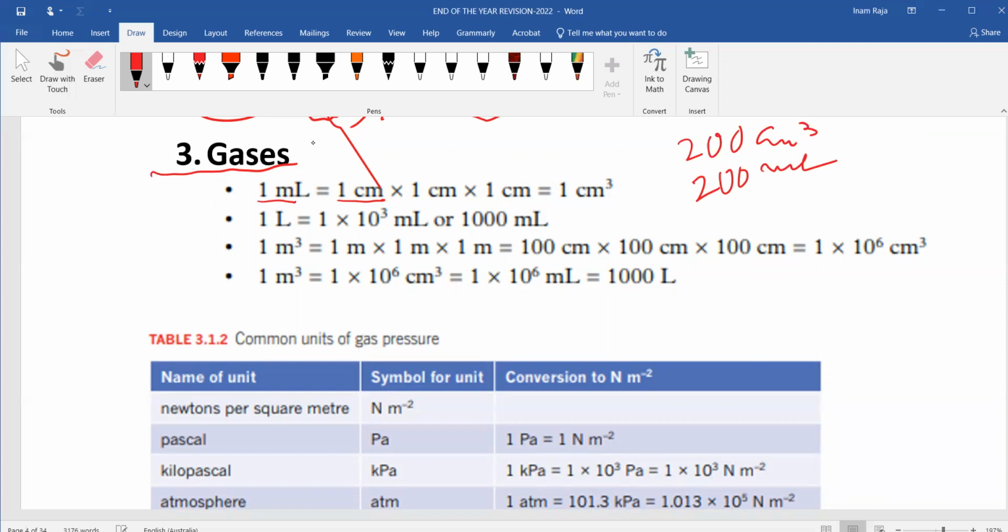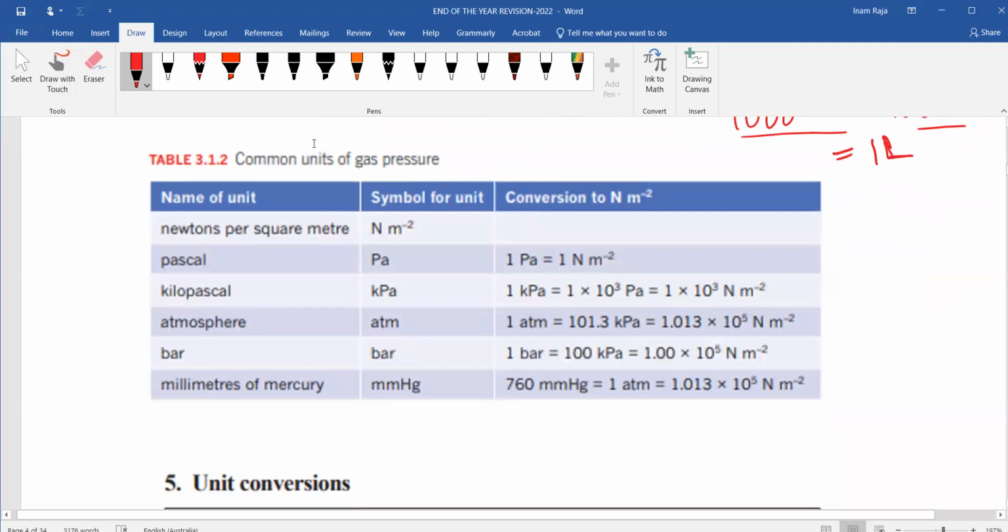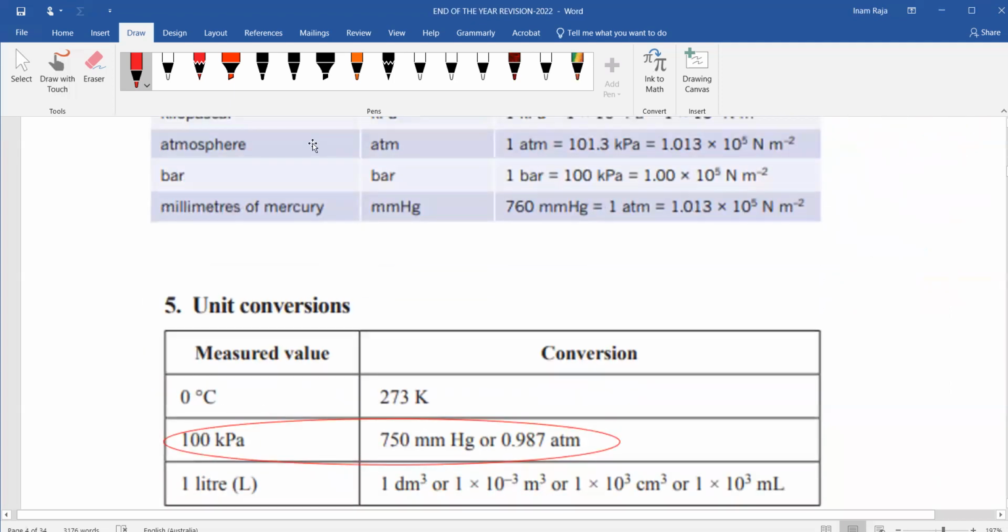So we can say that 1000 ml is equal to 1000 cm cube, or both are equal to 1 liter. So this conversion you need to know. In your data book, you are given, I think this is from your data book, the relation between 100 kilopascal, which is almost equal to 1 atm atmospheric pressure, but 0.987. Exactly this number you will use if you have to convert, or 750 millimeter mercury. And 1 liter, this conversion is also given to you.